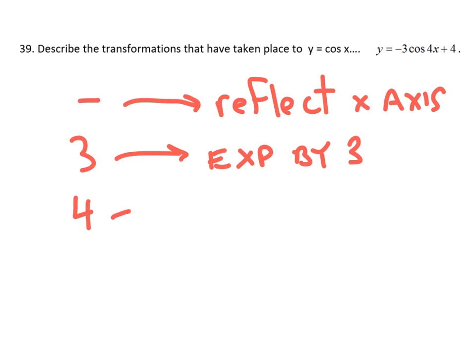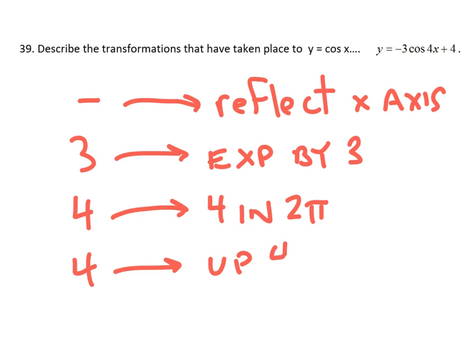The 3 tells us that it's been expanded by 3, or the amplitude is 3 times. The 4 tells us that there are 4 in 2 pi, or in 360, it happens 4 times. And then the last 4 means that things went up 4. So each thing got explained there. It got reflected, expanded 3 times, dilated by 3 from the x-axis. The b value of 4 means that there are 4 in 2 pi. It got contracted basically, and then the last 4 means we went up 4.